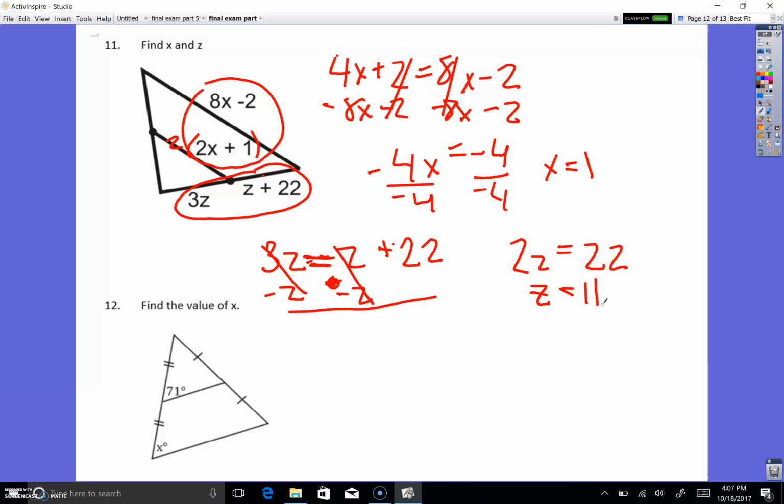Alright, last problem, find the value of x. These are parallel lines. So parallel lines are, and these are corresponding angles. So x should be 71. Corresponding angles are congruent.